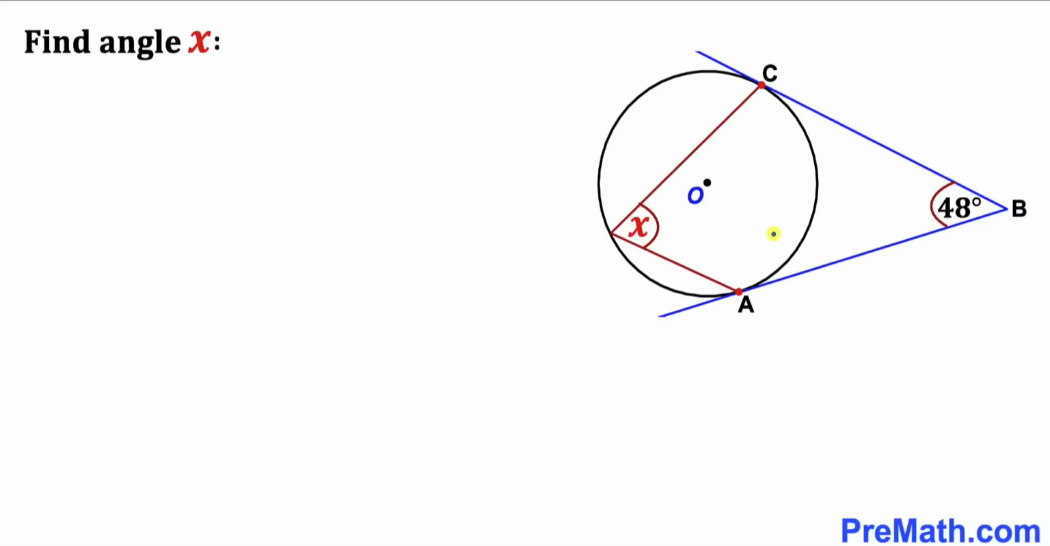Welcome to PreMath. In this video, we have got this circle along with these two tangent lines, as you can see in this diagram, such that this angle ABC is 48 degrees. And now we are going to find the angle x.